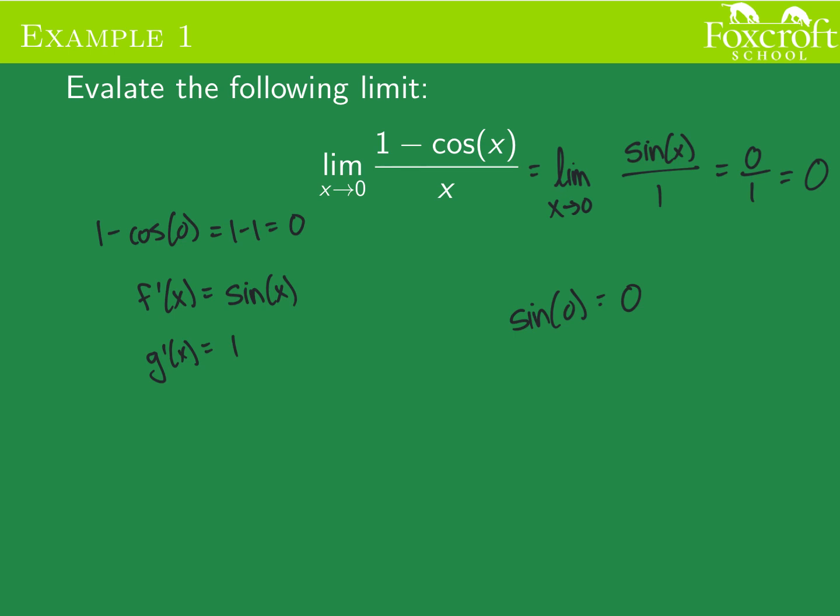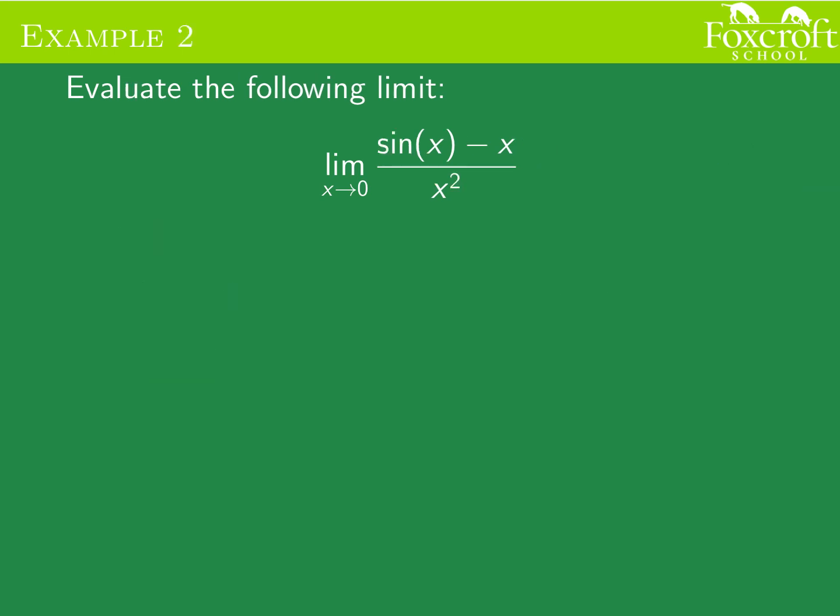Let's do one more. Again, we're going to evaluate this limit. We're trying to figure out what happens to this function when we plug in 0. If we plug in 0 into the top, I get sine of 0 minus 0. 0 minus 0 is 0. So if I try to plug in 0 on the top, I get 0. If I try to plug in 0 on the bottom, I also get 0. So again, when you get that 0 divided by 0, that means you can use L'Hopital's rule.